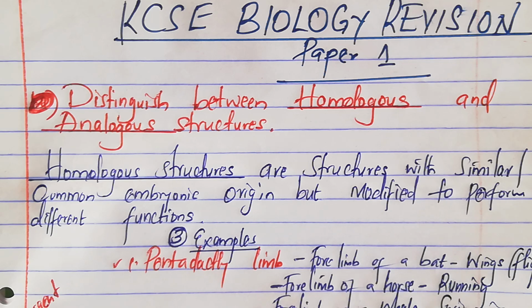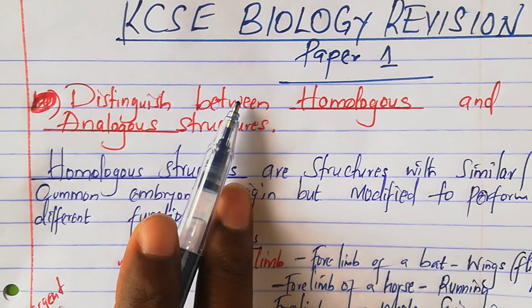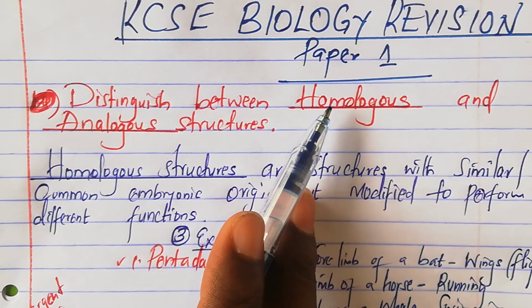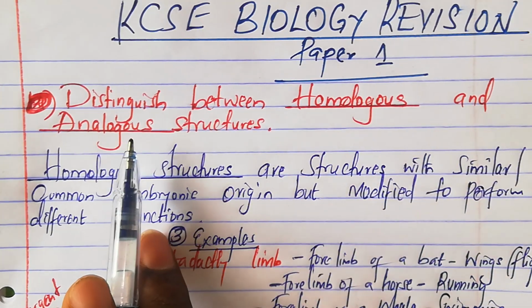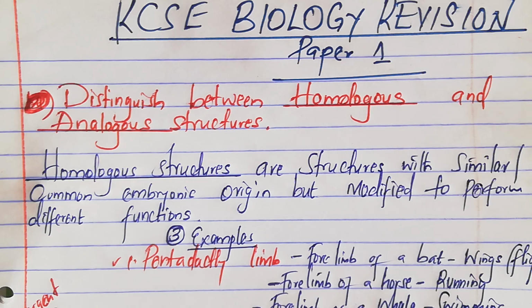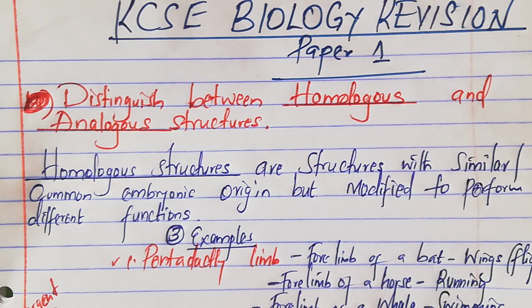Today I have only one question to discuss with you, and this question is a biology paper 1 question, and it is from form 4. The chapter is evolution. So this question reads, distinguish between homologous and analogous structures. Distinguish between homologous and analogous structures.